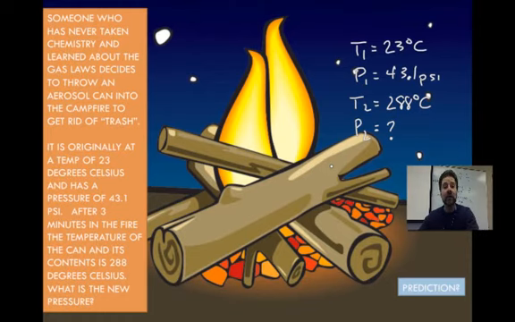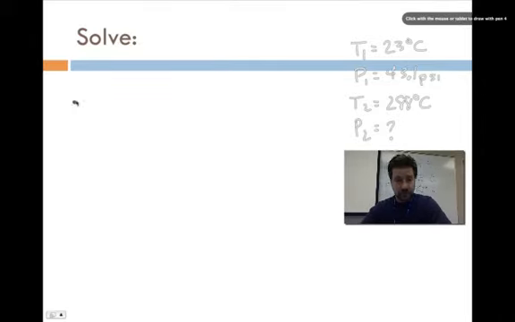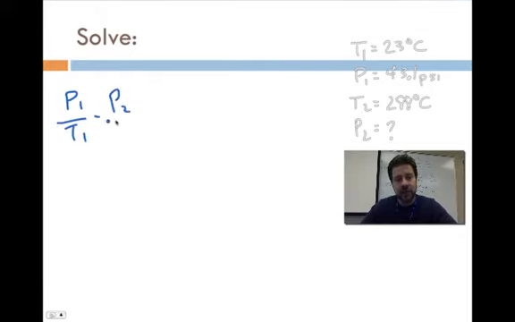Okay, let's go ahead and look at the mathematics that back this up. We get a numerical value for an end answer here. So, to solve, here is our table of known values. It's still here on the screen. What we need to do is pop it into the formula. The formula is P1 over T1 equals P2 over T2. Our P1 was 43.1 PSI.